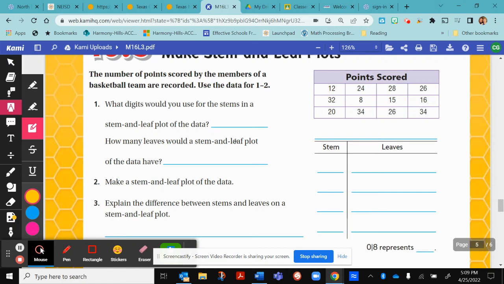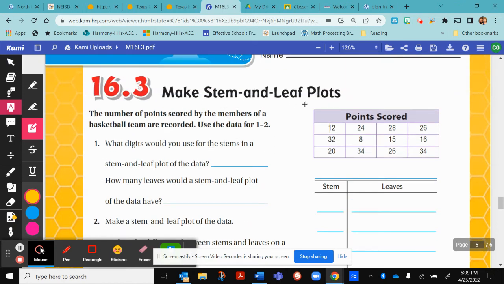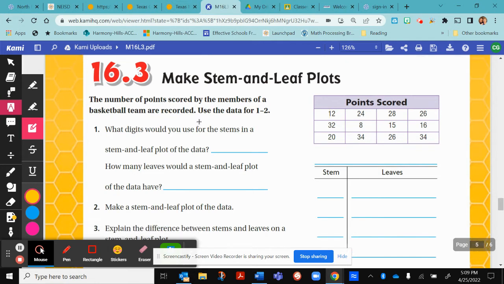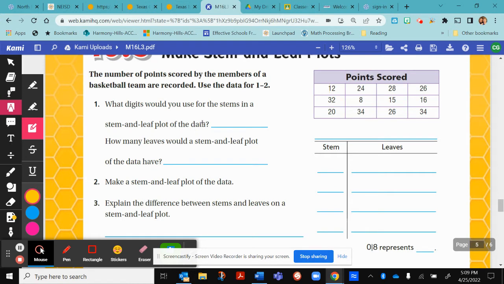Hey everybody. Okay, so today we're working on making stem and leaf plots. This is based on numerical data, or data with numbers. The number of points scored by the members of a basketball team are recorded. Use the data for questions 1 and 2. Now we did this in class today.